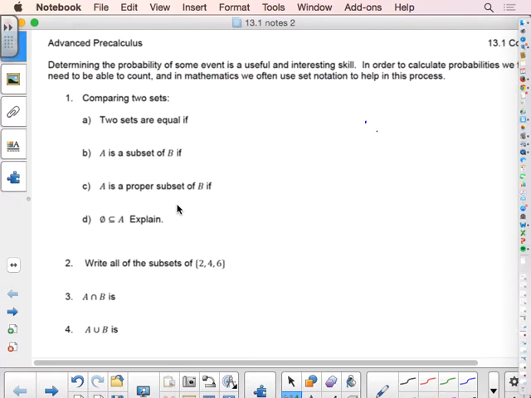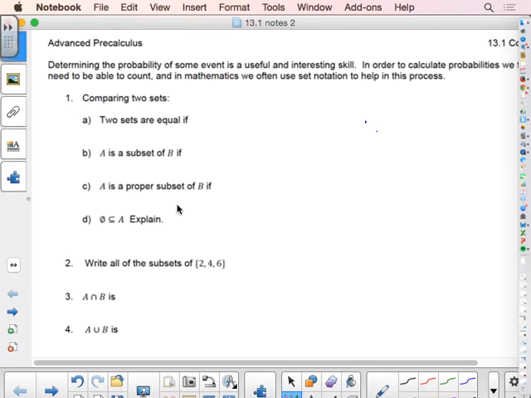We're going to be doing some combinations later in the chapter and some permutations. But right now we're just going to deal with the idea of probability when it comes to counting. So we have to put some definitions. You've seen some of these definitions before, but you may or may not remember them. Determining the probability of some event is a useful and interesting skill.